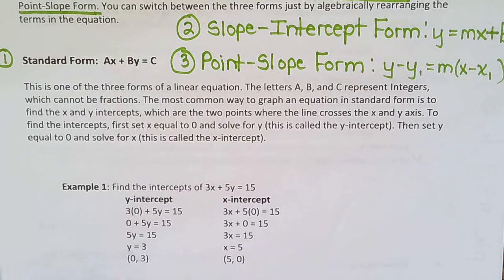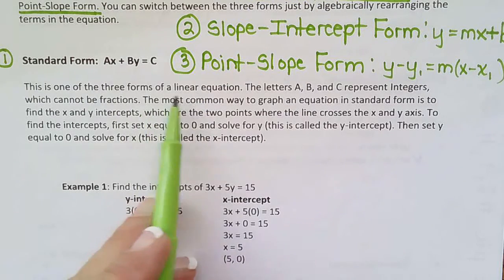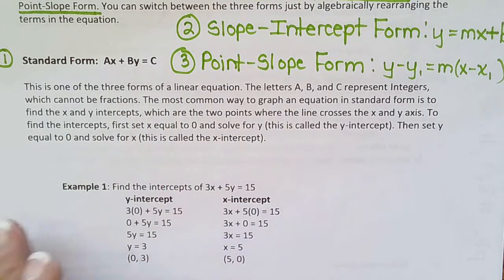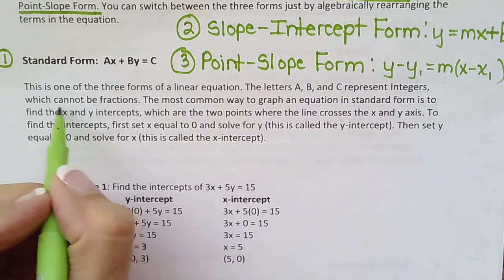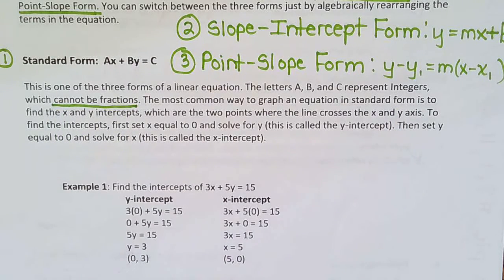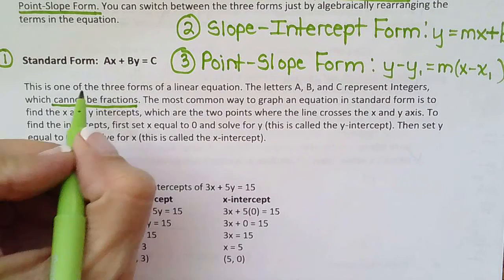Okay, so let's talk about standard form. So this is one of the three forms, which I told you. A, B, and C are integers. That means no fractions, which also means no decimals, right? So integers are positive and negative 1, positive and negative 2, positive and negative 3, 0. So A, B, and C will be all whole numbers and their opposites. So no fractions or decimals.